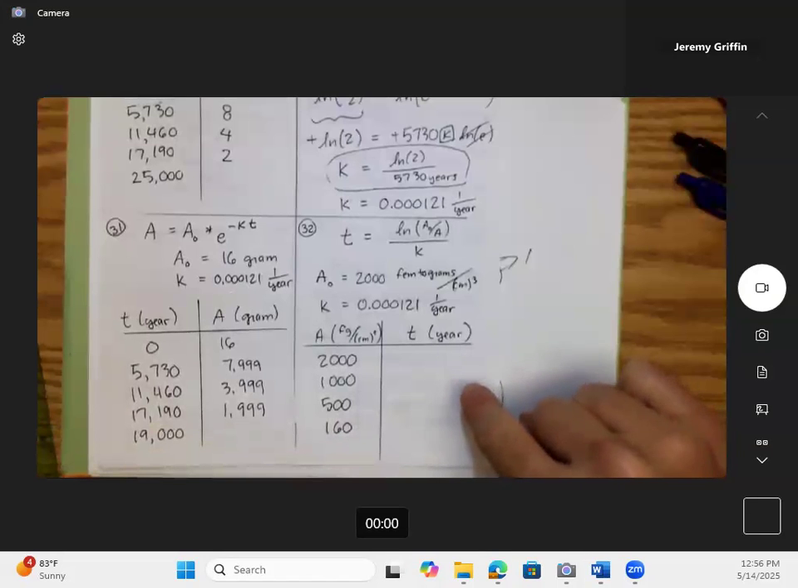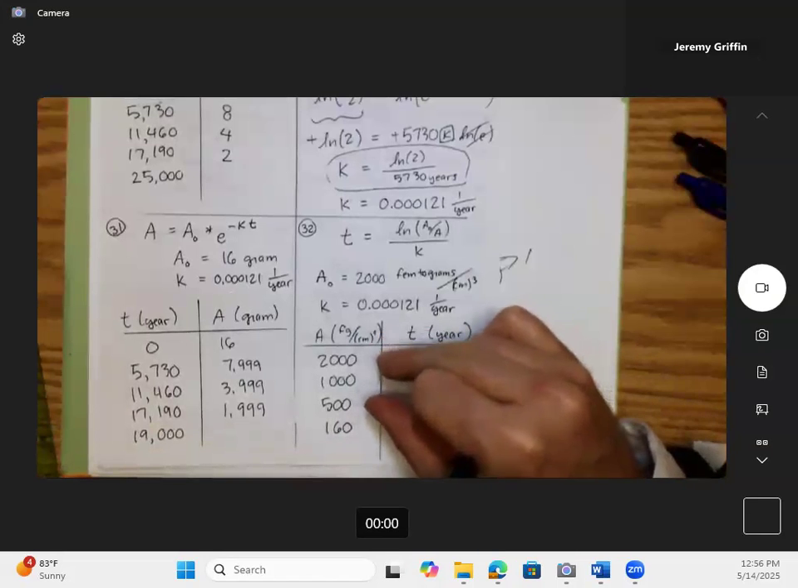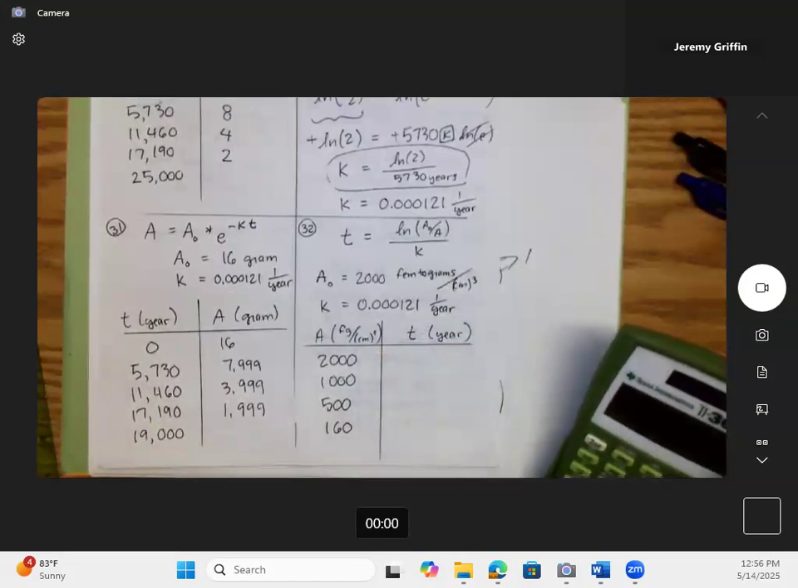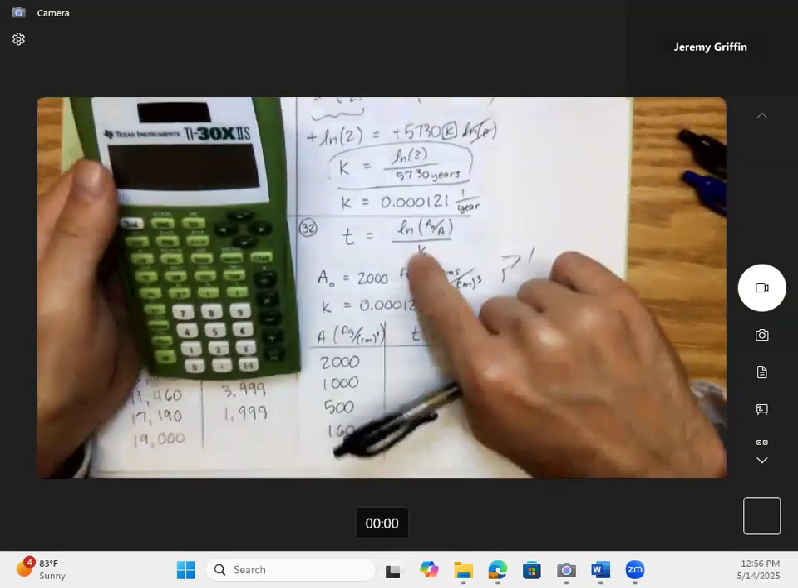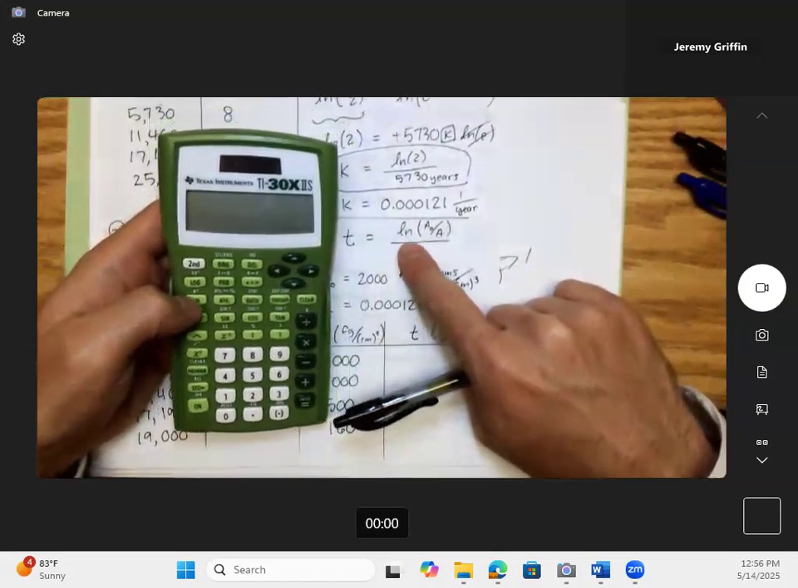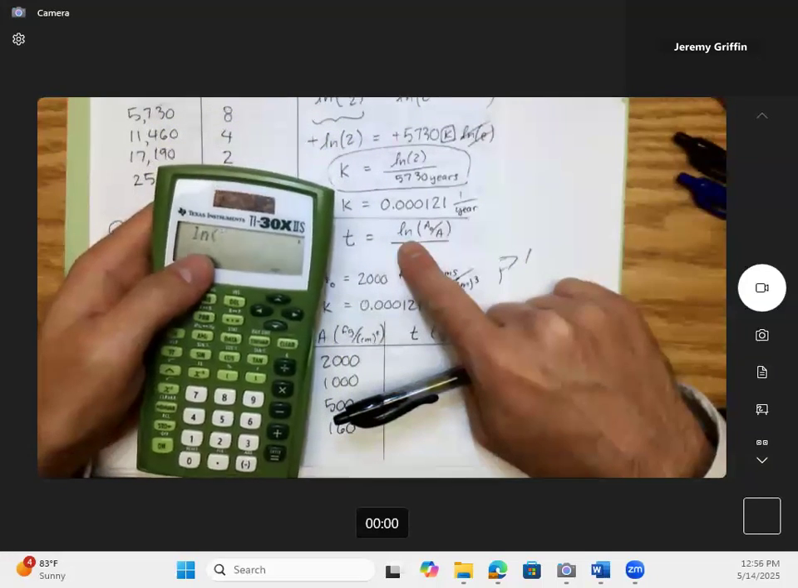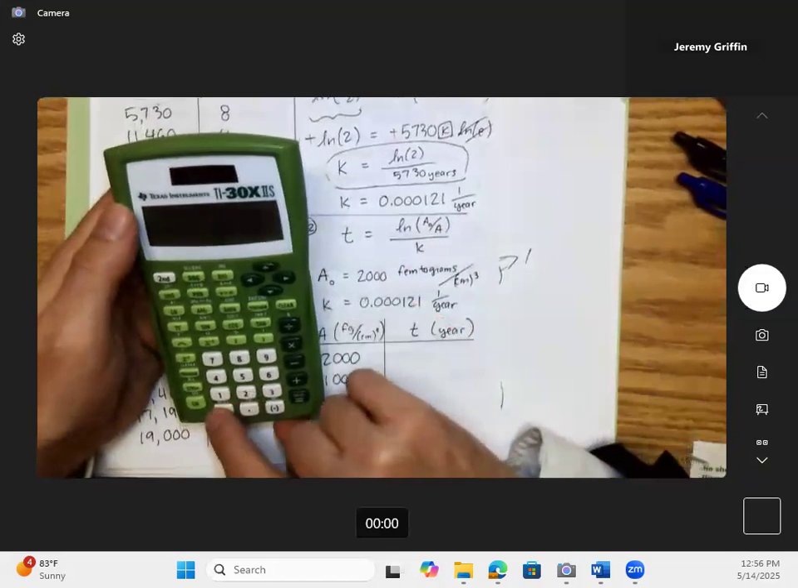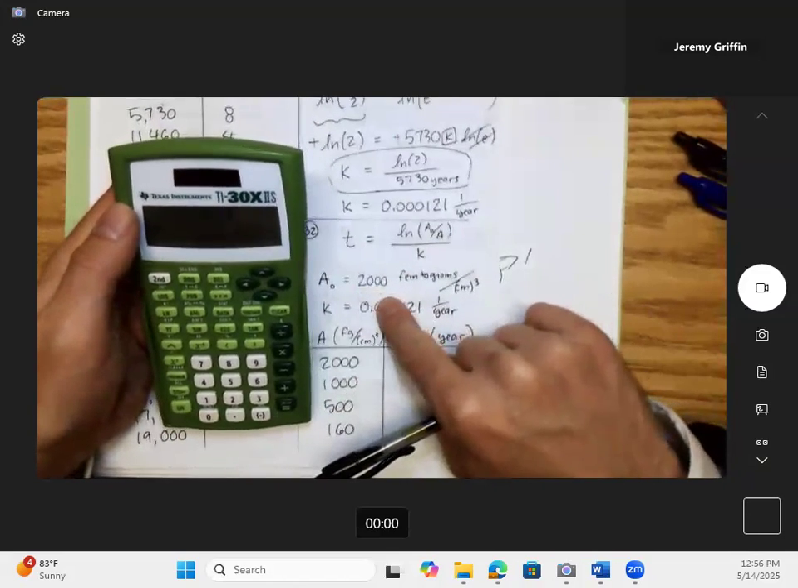All right, so now these first three rows, these first three numbers, you should be able to work out intuitively. And if you're getting correct numbers on the calculator, that tells you that this whole process is actually working. So let's try this out. Natural log: everybody hit ln on your calculator. I need A naught over A. Now I know A naught is 2,000. That will be universally true.